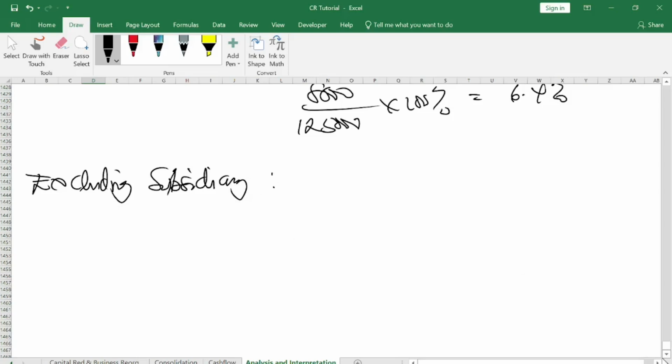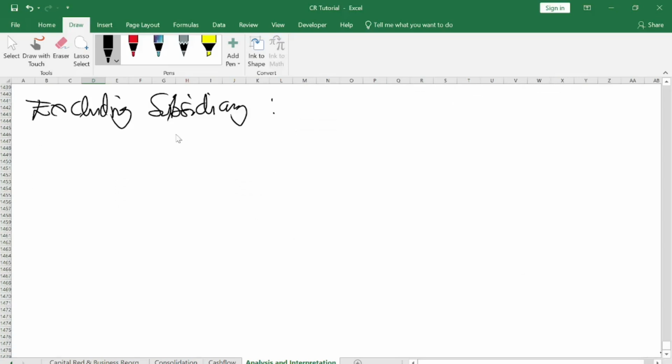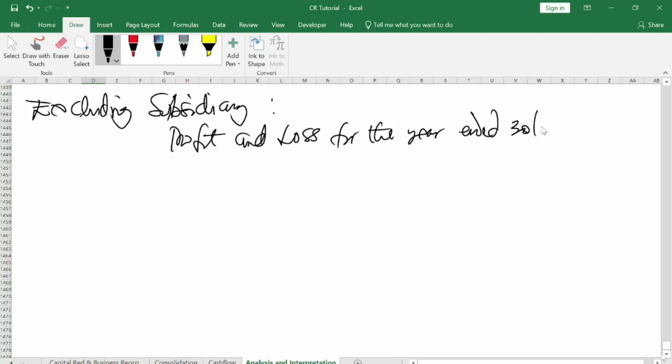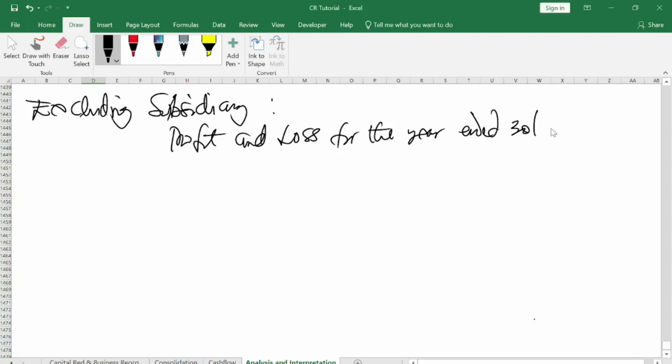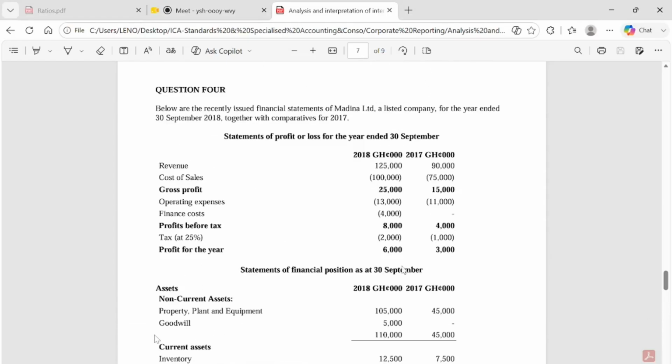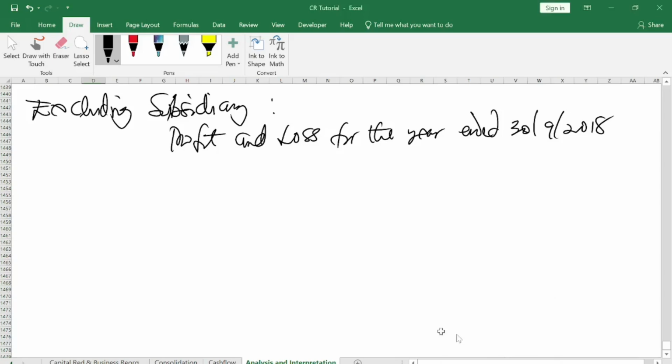So first, you pick the profit and loss for the year ended 30th what? Accounting year. 30th September, 2018. Now, first you pick their revenue. The revenue is how much? This is Madina.